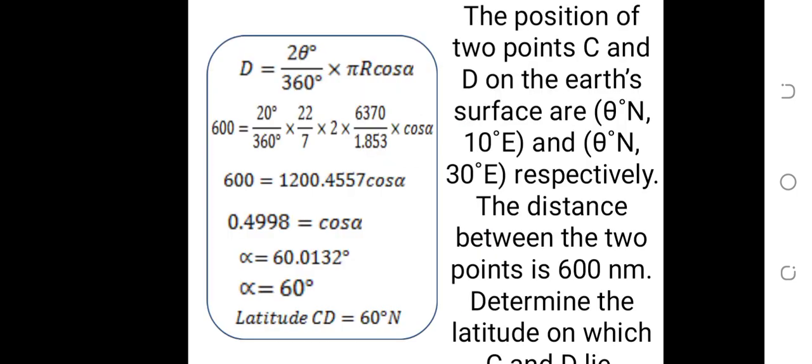The positions of points C and D on the Earth's surface are theta north, 10 degrees east, and theta north, 30 degrees east, respectively. The distance between the 2 points is 600 nautical miles. Determine the latitude on which C and D lie.